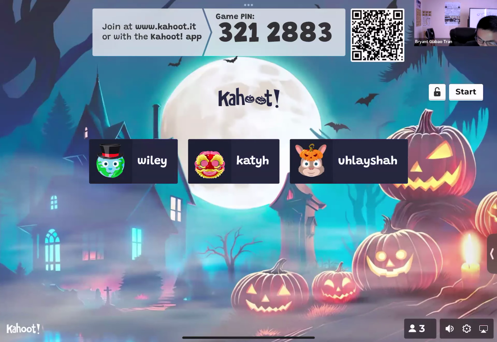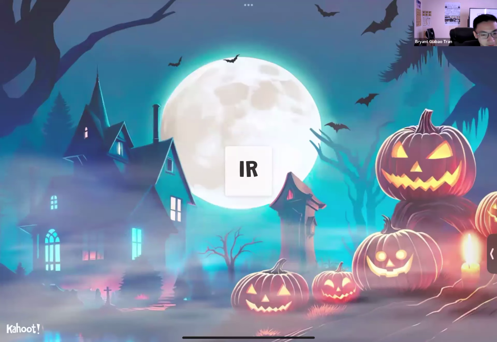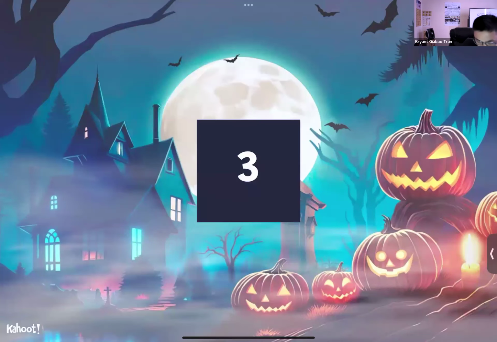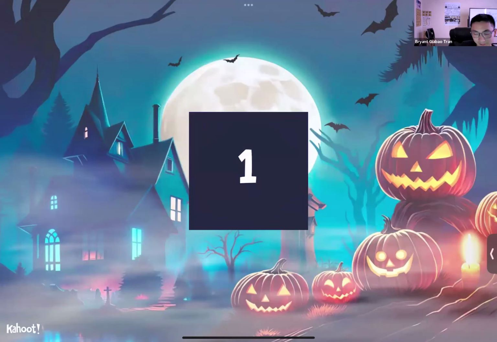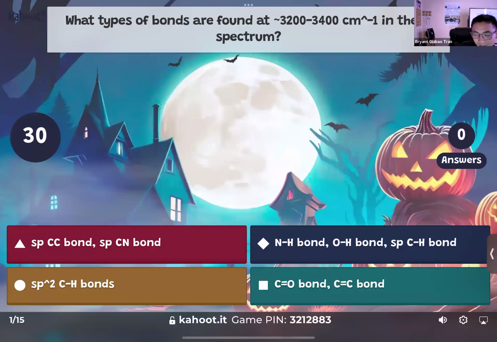Okay, let's go. Oh yeah, have that chart in hand. That chart that I showed you guys earlier. What types of bonds are found around 3300 in the IR spectrum?